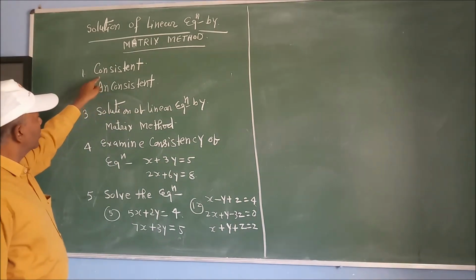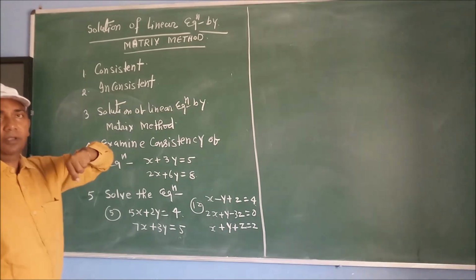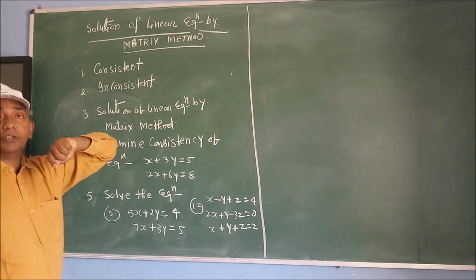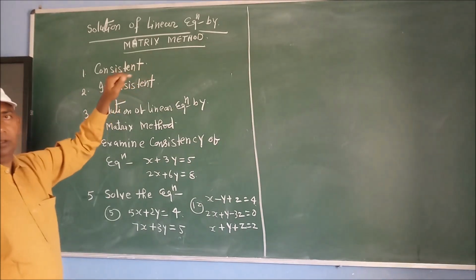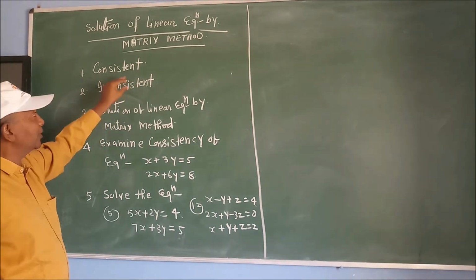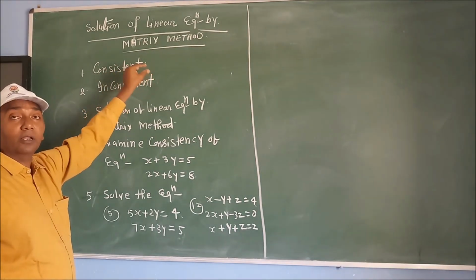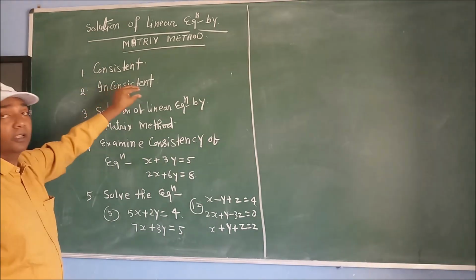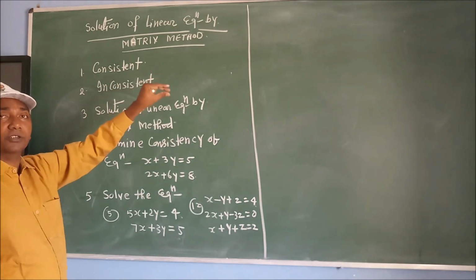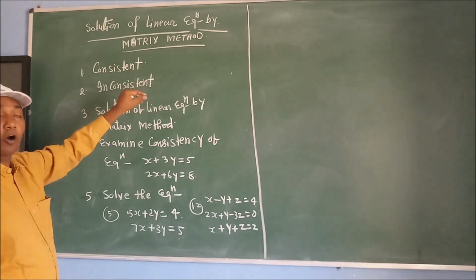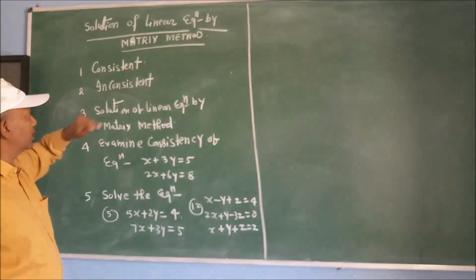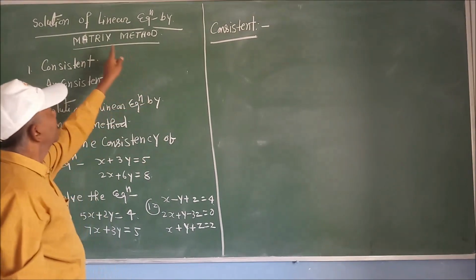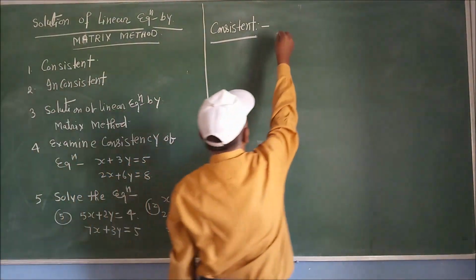So you have also learned the term consistent. In class 10, a system of equations is called consistent. Consistent means solvable. The equation is solvable. That means we can calculate the value of x and y. Inconsistent means those equations are not solvable, or which have infinite solutions. Now see here the definition of consistent in terms of matrix method.